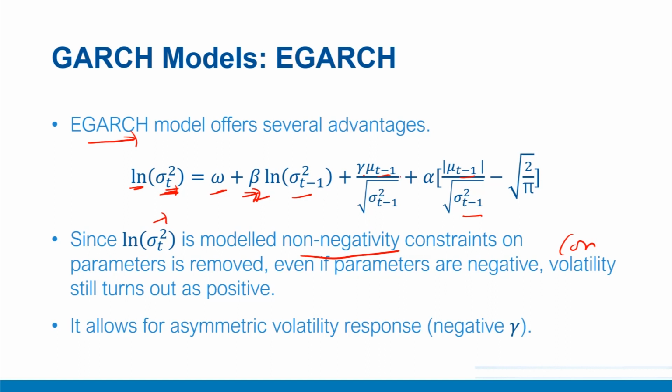The second and very important property of this model is the asymmetric response of volatility. While the mod of mu t minus 1 captures the symmetric response, that is, it considers both positive and negative sides as the same in terms of their impact on sigma squared t minus 1, this mu t minus 1 here captures the asymmetric nature. Now, as per our knowledge of the asymmetric effect, negative shocks should have a significantly higher impact on volatility, and therefore we are estimating this gamma to be negative and significant. That negative and significant gamma would capture the negative shock on this volatility model.